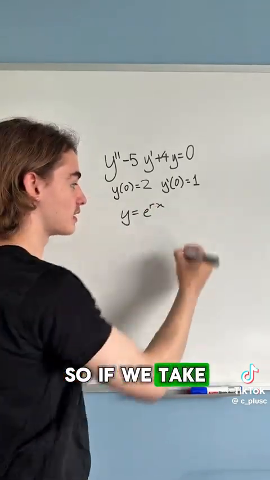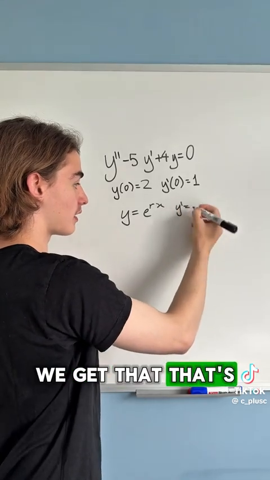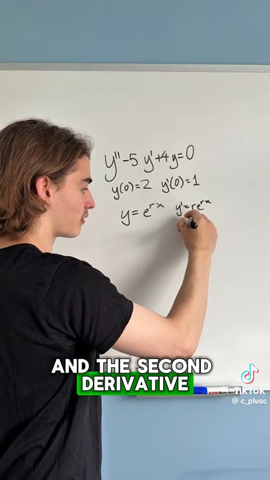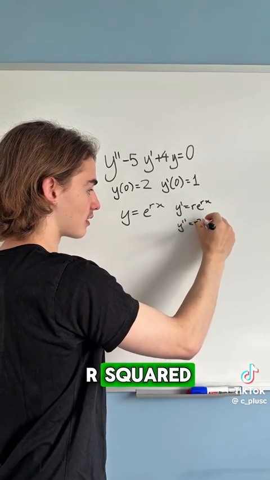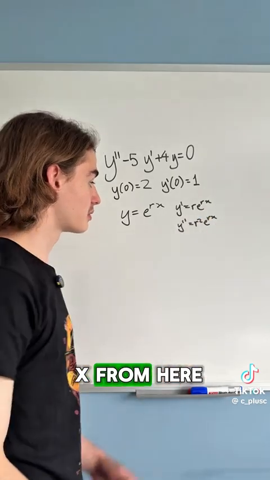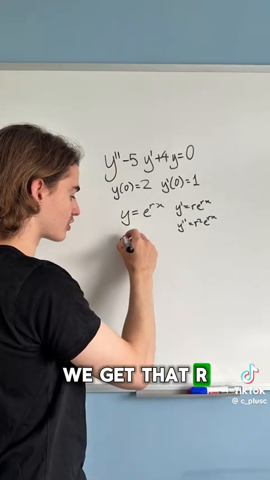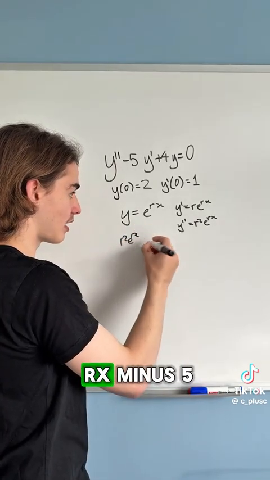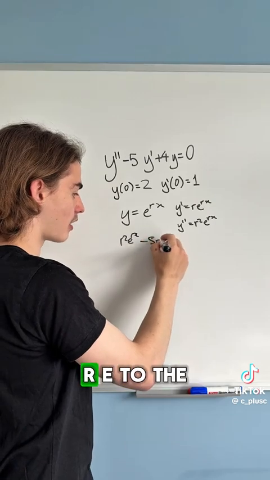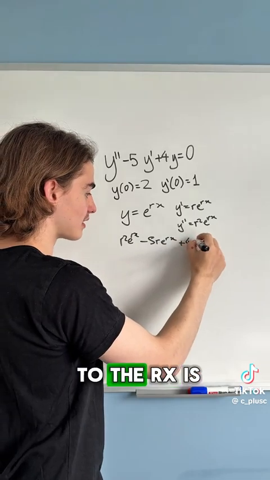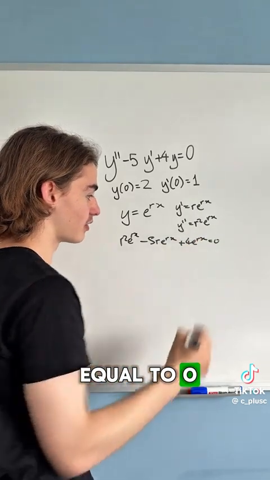So if we take the first derivative of y, we get that that's equal to r e to the rx, and the second derivative would be equal to r squared e to the rx. From here, if we substitute these into here, we get that r squared e to the rx minus 5r e to the rx plus 4 e to the rx is equal to 0.